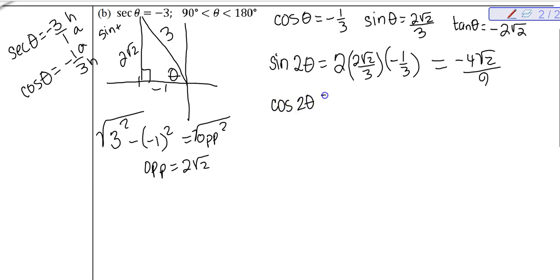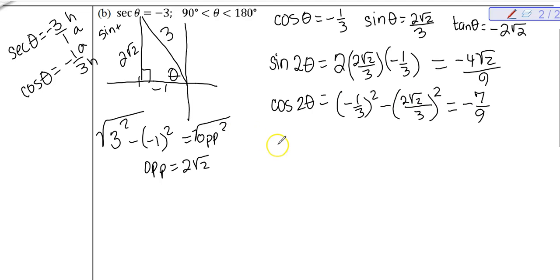Cosine of 2 theta. Again, I'm not going to write out the formula. I'm just going to plug. I'm going to go with the first formula, cosine squared minus sine squared. So that would be negative 1/3 squared minus sine squared, which would be 2 square root of 2 over 3 quantity squared, which is negative 7/9. And then we're finishing this up before the bell rings.